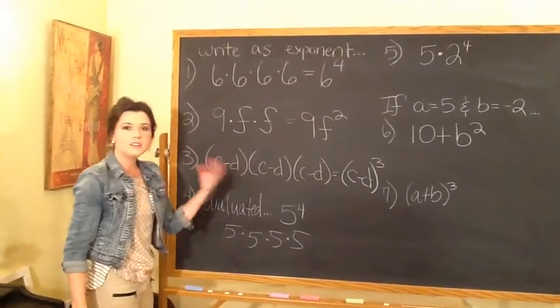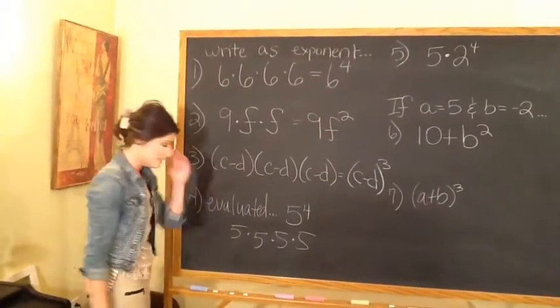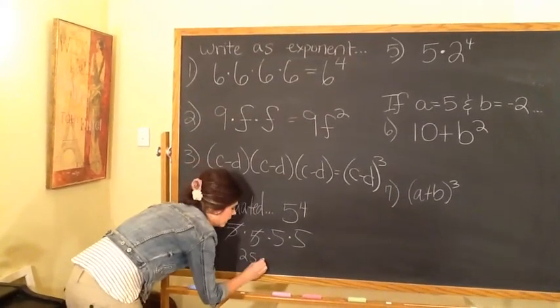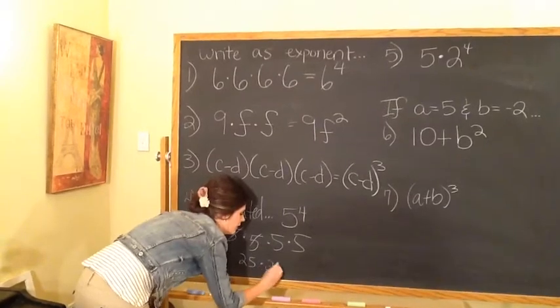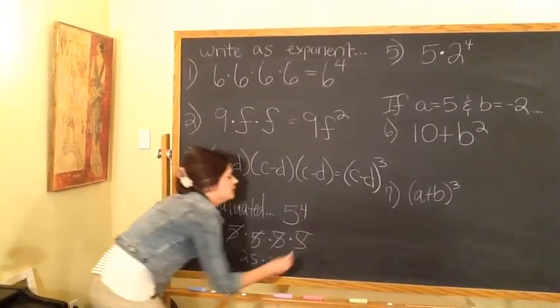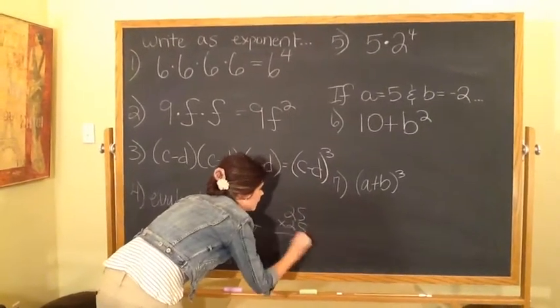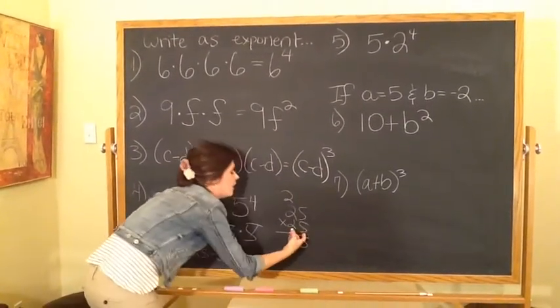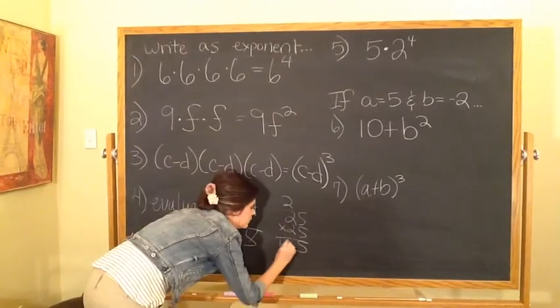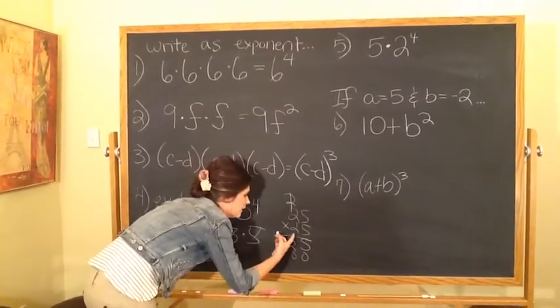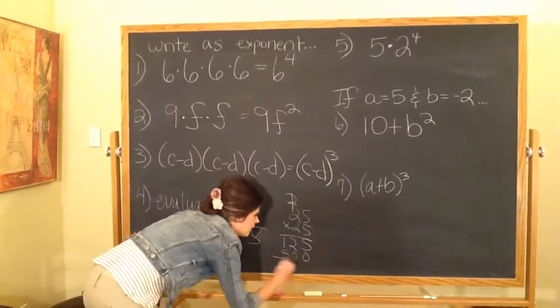So now you can start using some of your multiplication rules. So 5 times 5 gives you 25, so that uses up both of those. And then 5 times 5 gives you 25. So I'm going to multiply 25 by 25. You're going to get 25. 5 times 2 gives you 10, plus 2 gives you 12. And then you're going to get 10, and then you're going to get 4, 5. Okay?